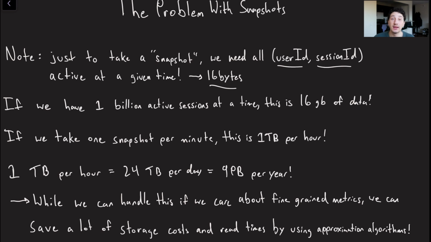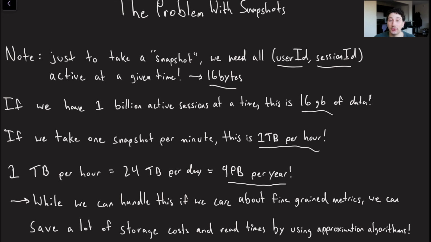So keep in mind that the user ID and the session ID alone are probably 16 bytes because each of them is probably 8 bytes if we want to represent them with a long. And then from there, let's imagine we have a billion active sessions at a time. This means each snapshot itself is a whole 16 gigabytes of data. Now the problem with that is that let's say we're taking one of these snapshots a minute, that means every single hour we're publishing a terabyte of data, and if we're publishing a terabyte per hour, that means we're basically publishing 9 to 10 petabytes of data per year.